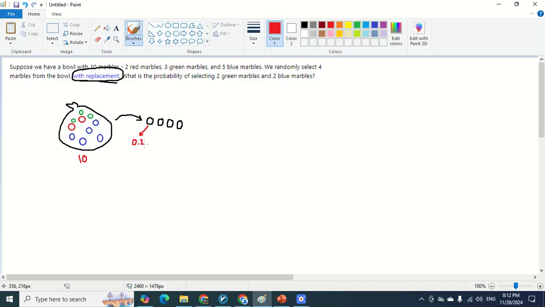If the replacement is not allowed, if we take them out without replacement, then for the second one, the probability of getting red balls is changed; it is not again 0.2 as the previous one. So it's important to understand this concept. When the replacement happens, that probability consistently remains there. It's invariant, it's not changed.